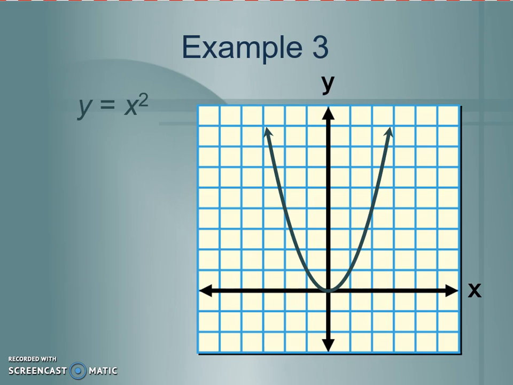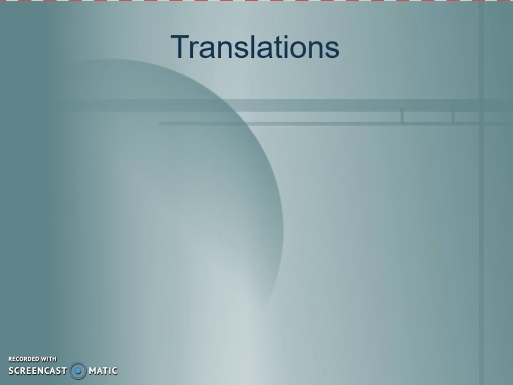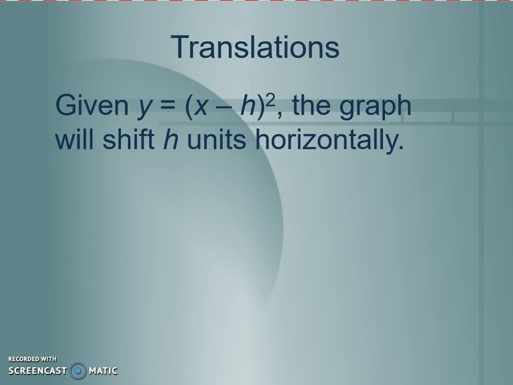They are taking the quantity of x minus 2 or x plus 3 and then squaring that. And you will see that for the quantity of x minus 2 squared, that's going to move our graph 2 units to the right. And for the quantity of x plus 3 squared, that's going to move our graph 3 to the left. So in this case, when we have x minus h all squared, the graph will shift h units horizontally.